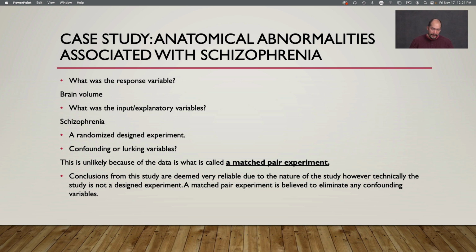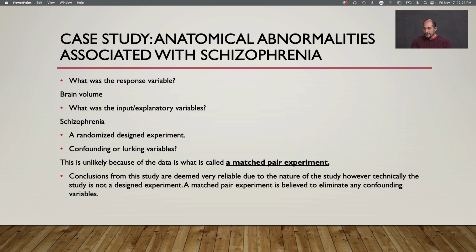So this is not a randomized designed experiment here because we can't assign people to inputs. We can't assign someone to be schizophrenic or not schizophrenic. It's just not possible. So a designed experiment doesn't exist. Are there confounding or lurking variables? This is unlikely because the data is what is called a match-paired experiment.